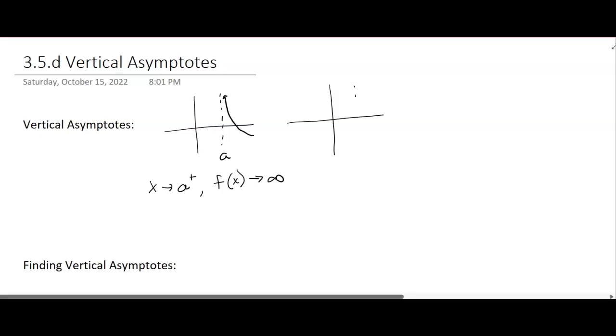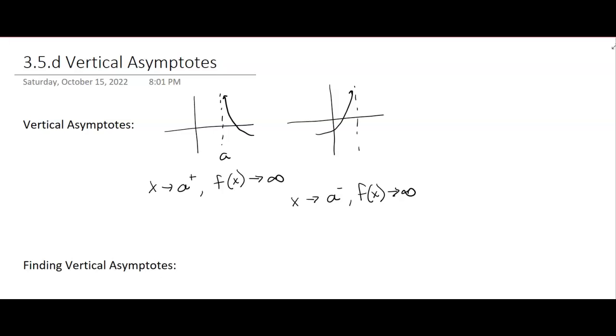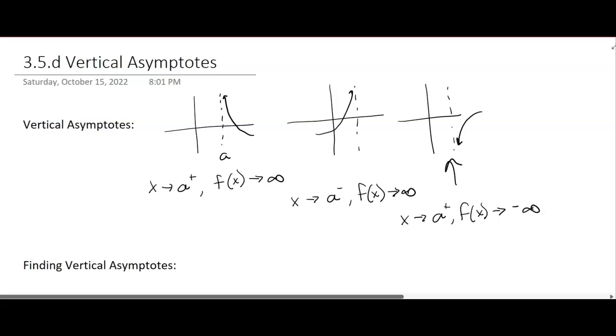Now, what if you have a vertical asymptote at A, but it's like this, and it does this kind of thing? Then you could say, as x approaches A from the left, f of x approaches infinity. But you could have a vertical asymptote, and maybe the function goes like that. Then you would say, as x approaches A from the right, f of x approaches negative infinity. Okay, so that would be that one right there, right? Because it's from the right, you're moving toward the A, and it's going down, right?